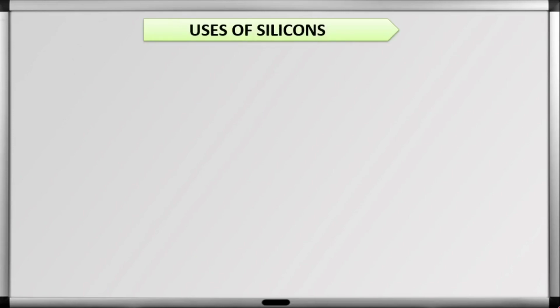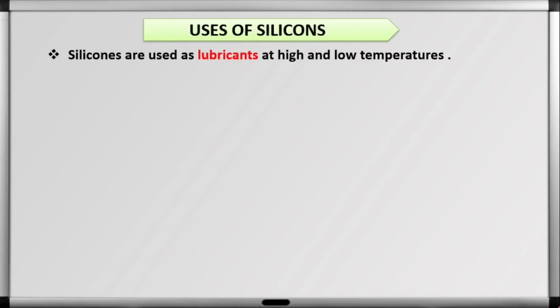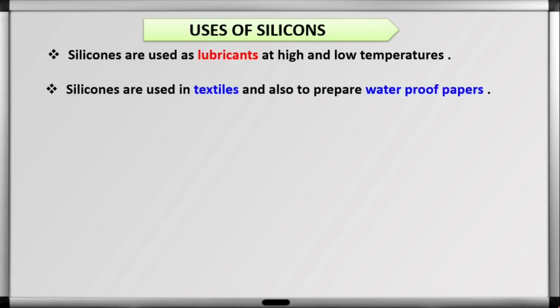Now here the uses of silicones. Silicones are used as a lubricants म्हणून त्याचा यूज होतो at the low temperature and high temperature also. Silicones are used as a textiles and also to prepare the waterproof papers साठी पण त्याचा यूज होतो. Silicones are also used as a sealant means water tight, म्हणजे वॉटर जर फ्लो होत असेल त्याला स्टॉप करण्यासाठी आपण त्याचा सिलेंट म्हणून यूज करतो किंवा ग्रीसेस म्हणून सुद्धा त्याचा यूज होतो.